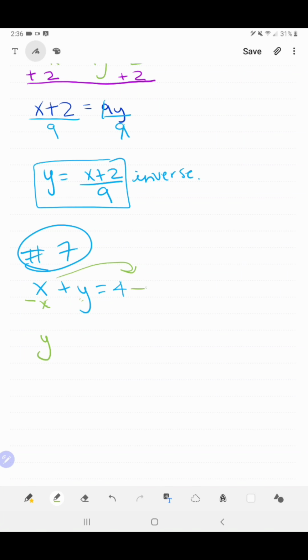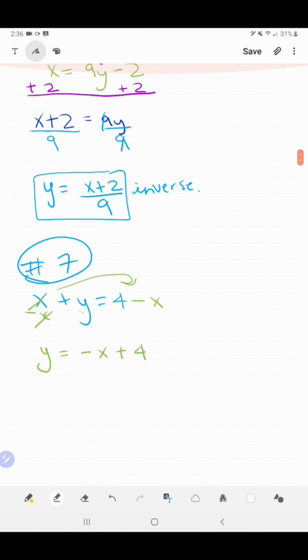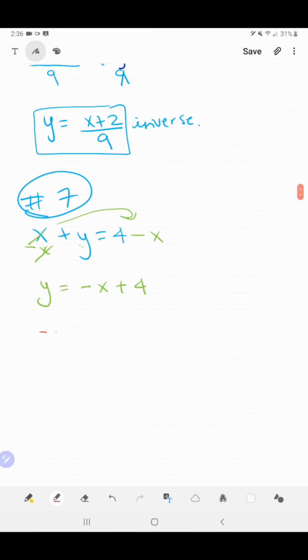We subtract x on both sides. So now y is by itself. And we've got negative x plus 4. And I just put this number in the front because x goes first. And now I'm going to flip my y, because remember, the point is to flip x and y. So I've got negative, no, sorry, not negative x. X equals negative y, because the negative stays here. We're only flipping the letters. Plus 4.